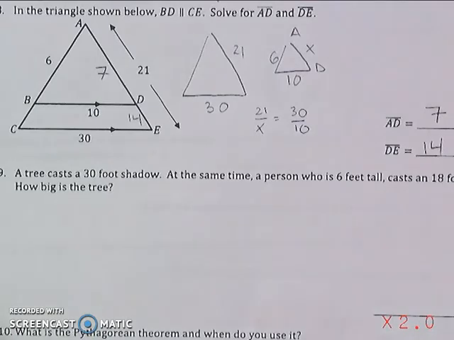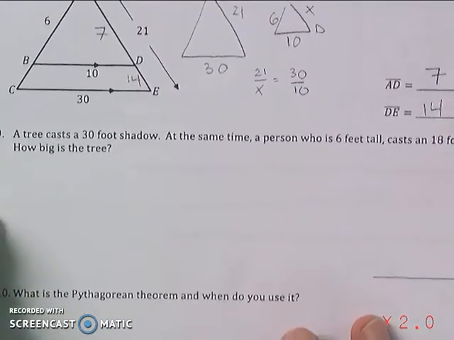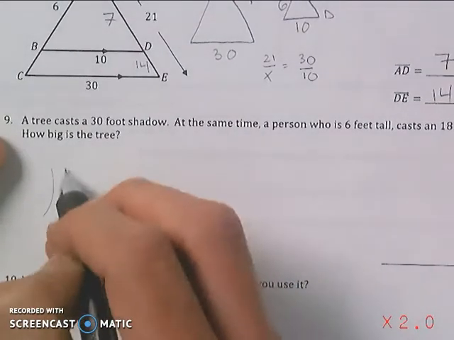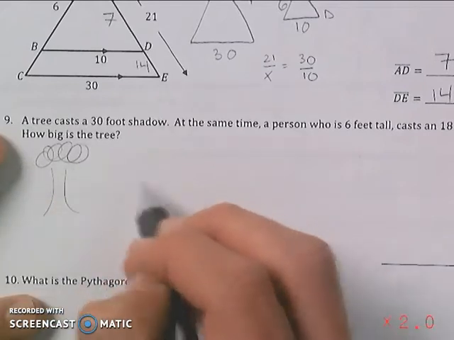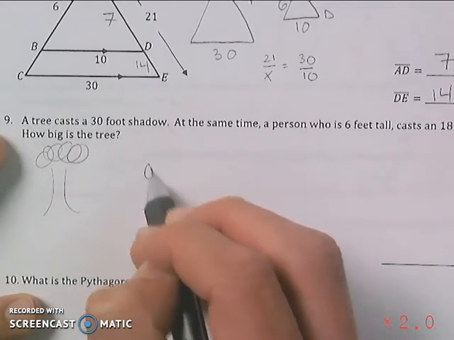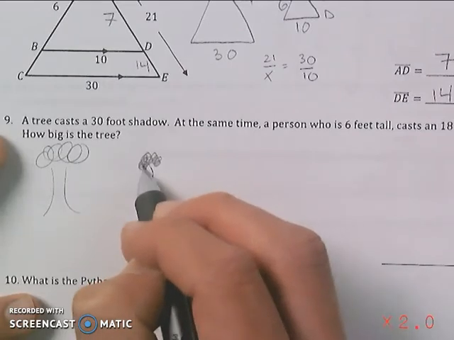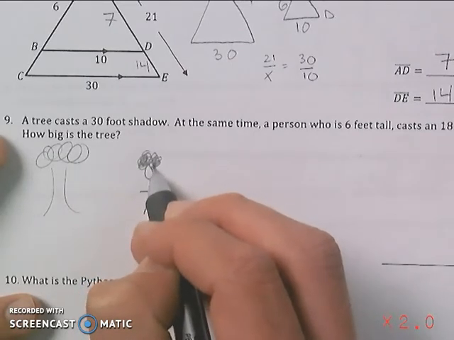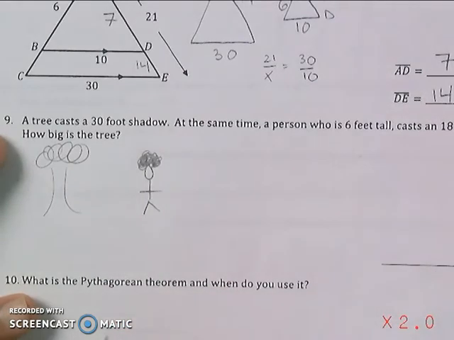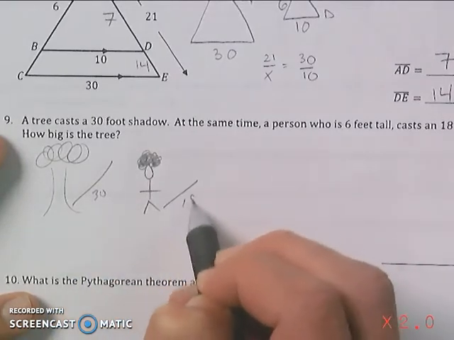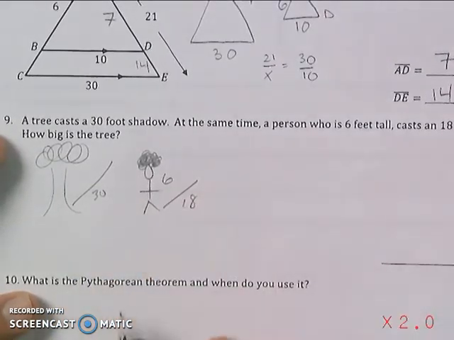Alright. A tree casts a 30-foot shadow at the same time a person who is 6 feet tall casts an 18-foot shadow. How big is the tree? So you got a tree. You got a guy right here who also has curly hair. We could name him, I don't know, whatever name. 30-foot shadow. This guy's got an 18-foot shadow, and he's 6 feet tall. How tall is the tree?